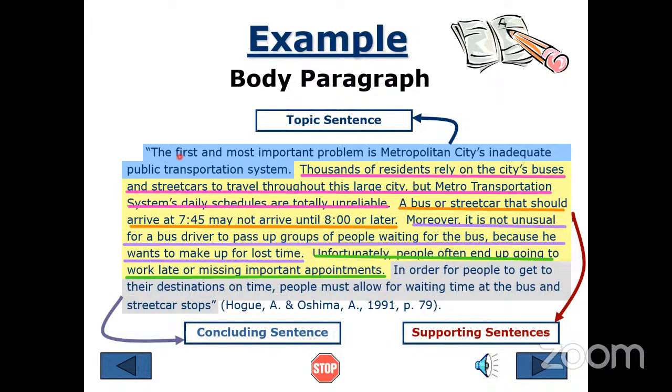The writer of the sample paragraph, in this case: thousands of residents rely on the city's buses and streetcars to travel throughout this large city, but the metro transportation system's daily schedules are totally unreliable. A bus or a streetcar that should arrive at 7:45 may not arrive until 8 or later. So then you have supporting ideas. What else can we say? We could give some details. For example, a bus or a streetcar that should arrive at 7:45 may not arrive until 8 or later.